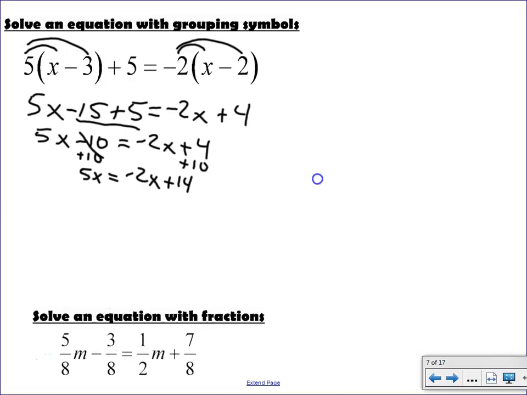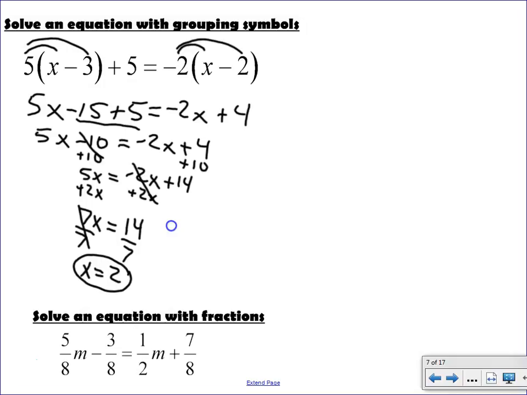And then what I'm going to do next is I'm going to get the x terms on one side. Since I have 5x and negative 2x, I'll add 2x instead of subtracting 5x. If I would subtract 5x, I would have eliminated everything on the left side of the equation. So I need to eliminate what's on the right. Leaves me with 7x equals 14. Now to get x by itself, I divide by 7. x is 2. And I can put that back in to check it.